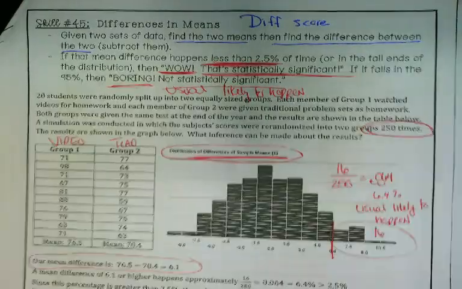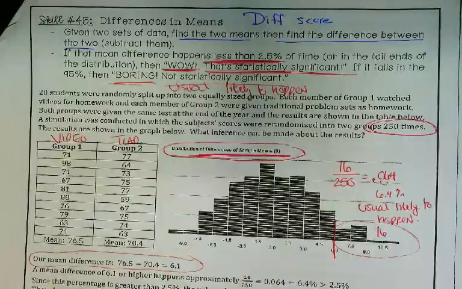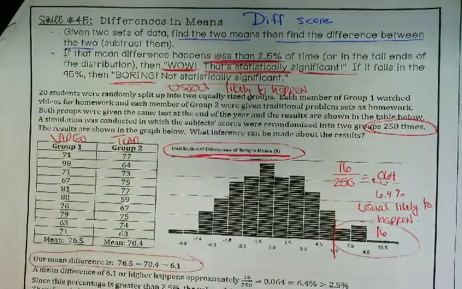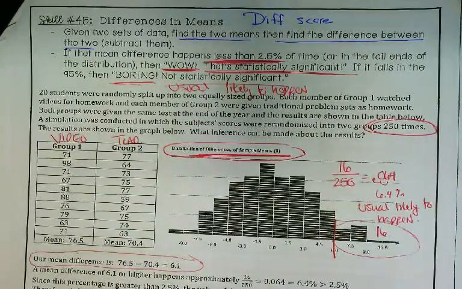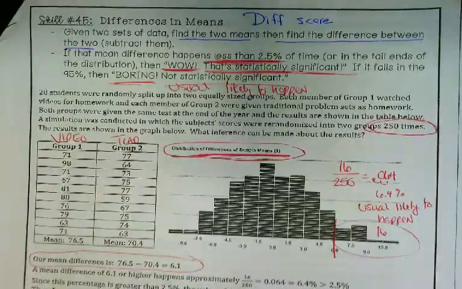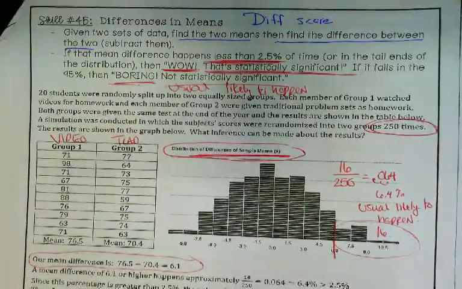It's not significant. To be significant, it has to happen less than 2.5% of the time. Okay, this is just likely to happen by ordinary chance.